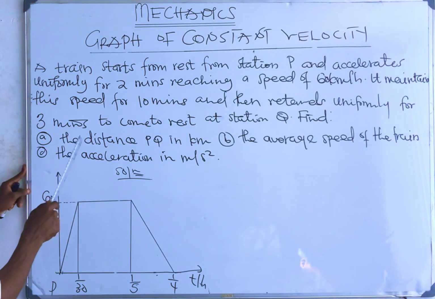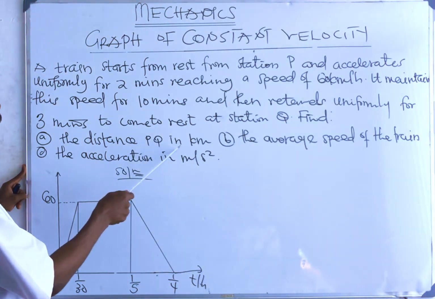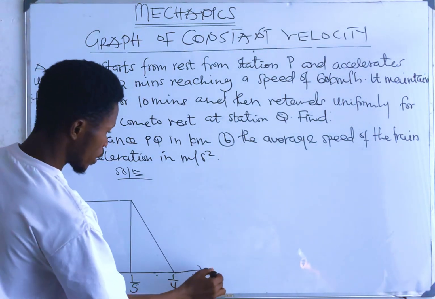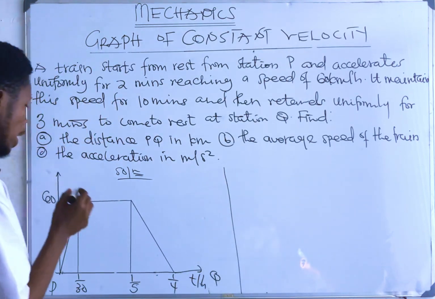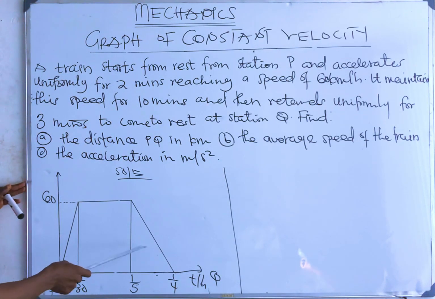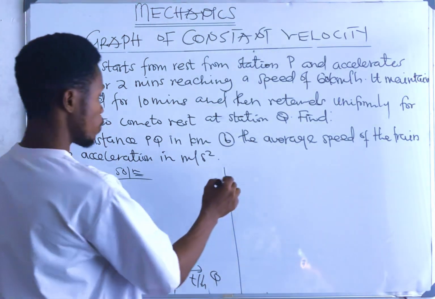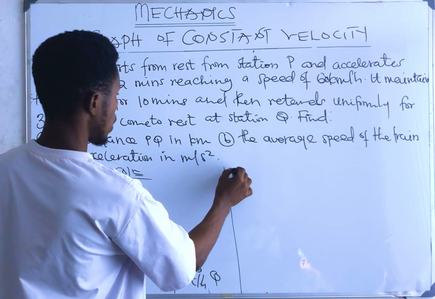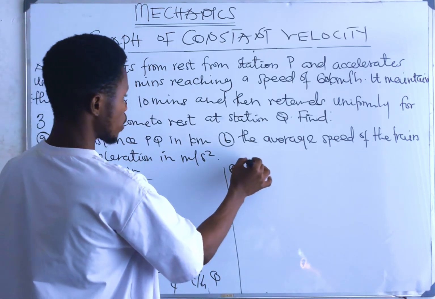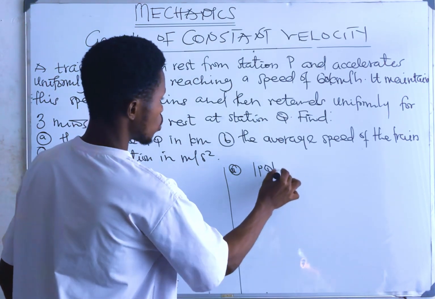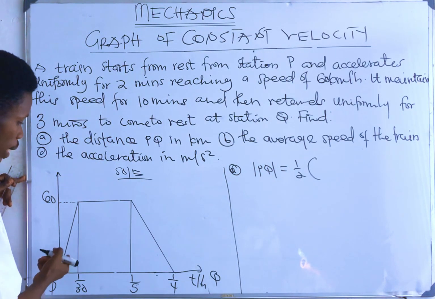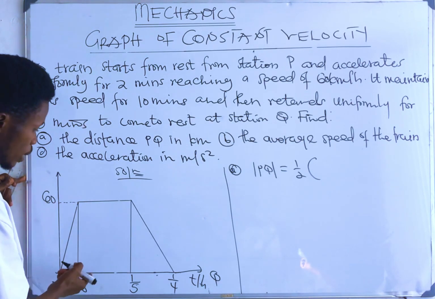Now the first question is the distance PQ in kilometers. So we start with P to end at Q. I have told you that the distance means the area under the diagram. If you look at this diagram, it is a trapezium. For the formula for a trapezium, I want the distance of PQ. Distance of PQ will be equal to how much multiplied by the distance from here to here.